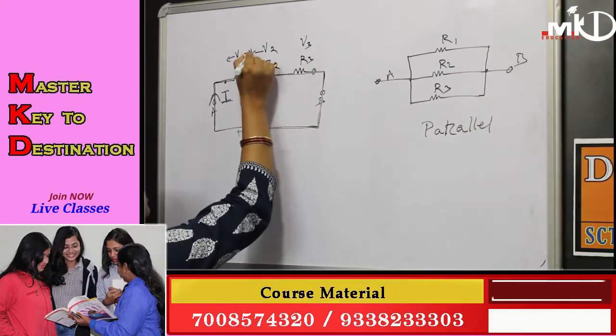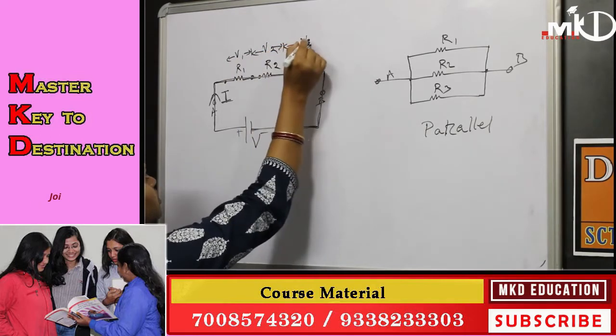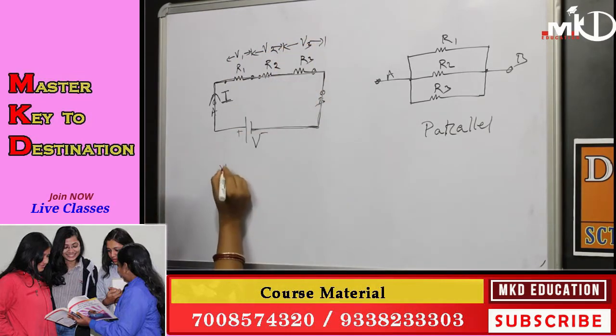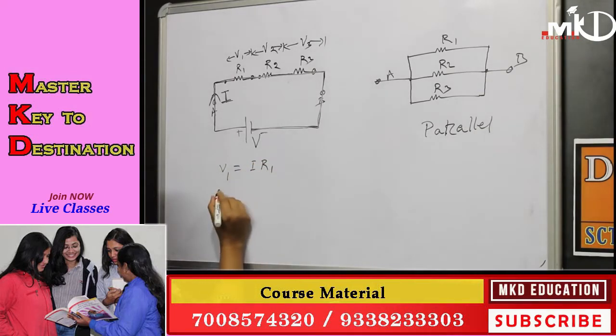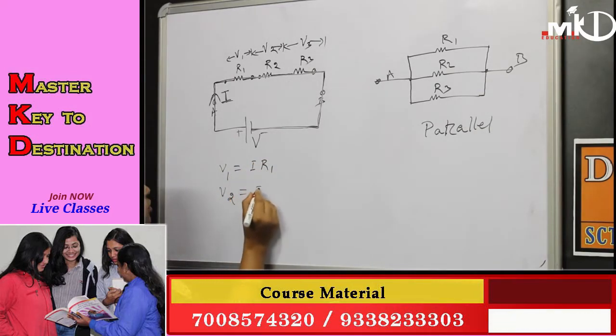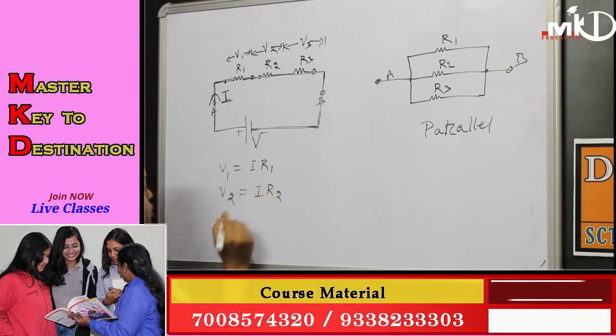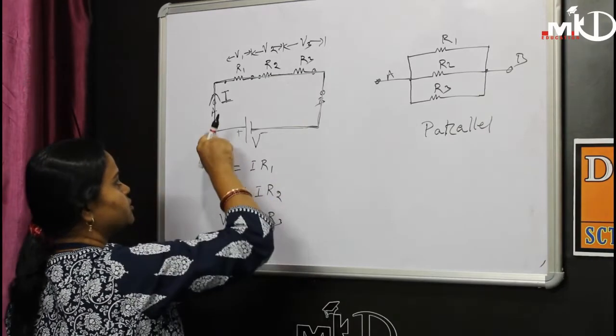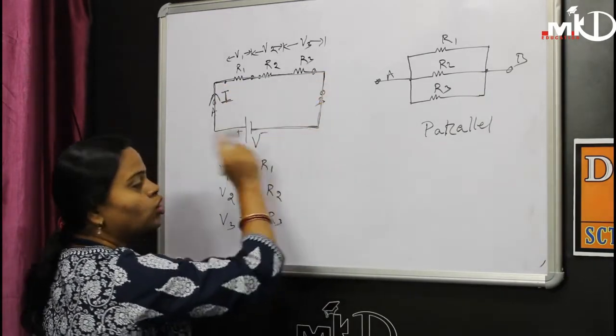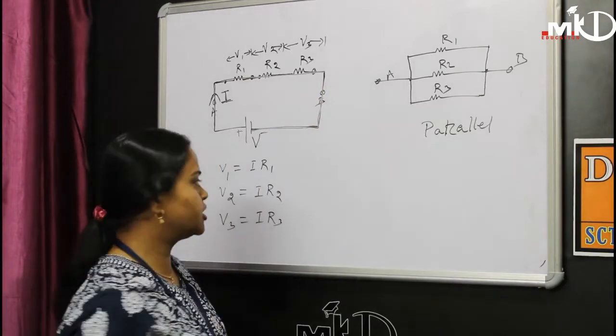The voltage drops, suppose V1, V2 and V3, are across R1, R2 and R3. I can write V1 is equal to I into R1, V2 is equal to I into R2, and V3 is equal to I into R3. I is common because the same current will flow through the whole circuit. So I is constant here.